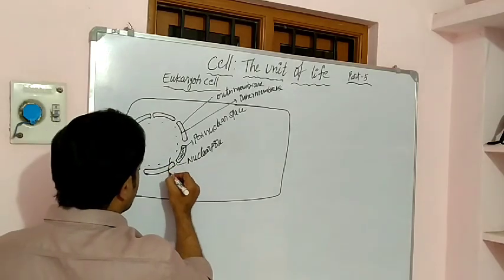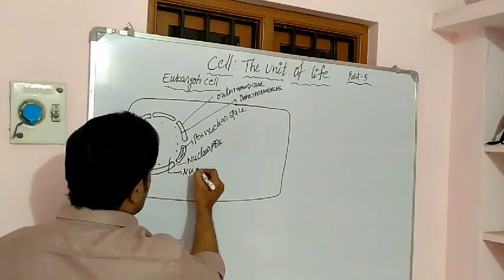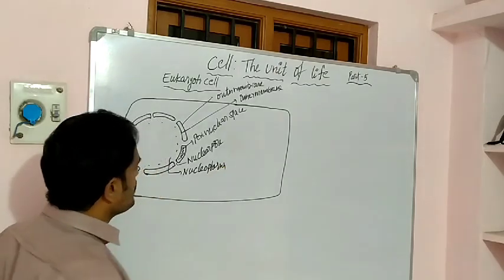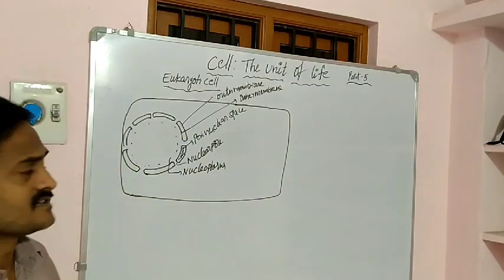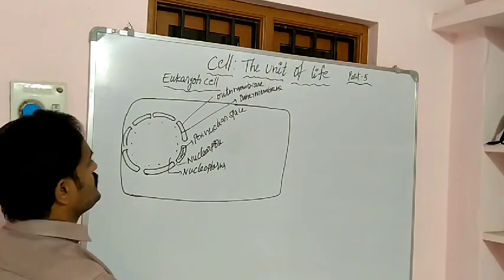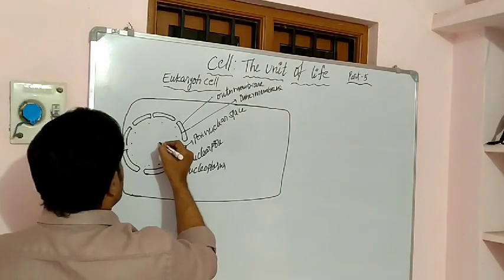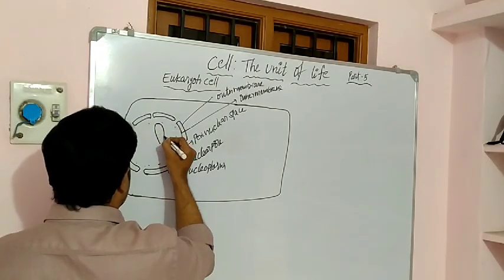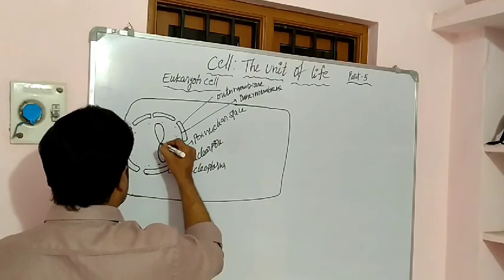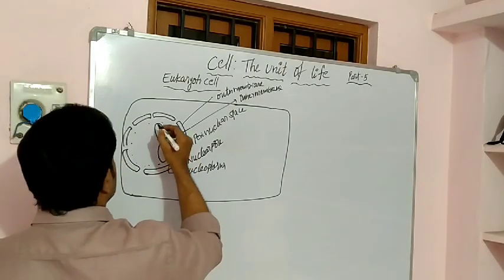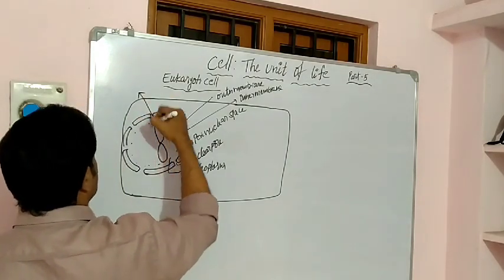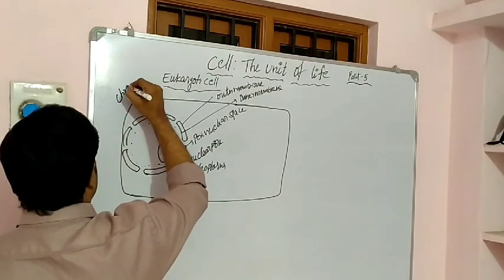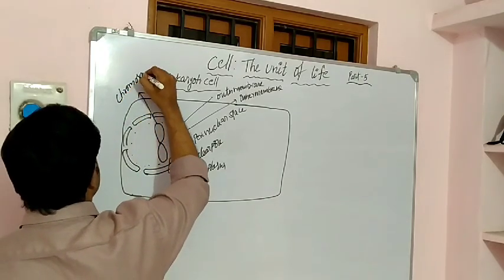Then the inside of the nucleus is filled with a fluid. This fluid material is called nucleoplasm. Inside the nucleoplasm, there is one important part that is called the chromosome.